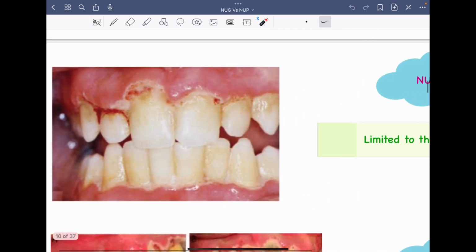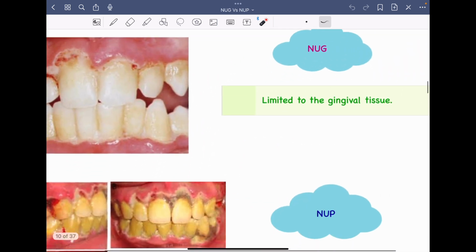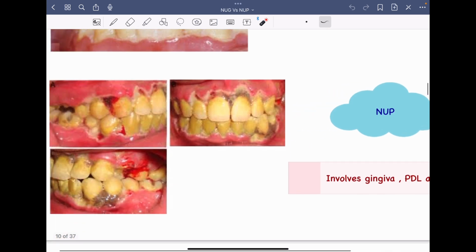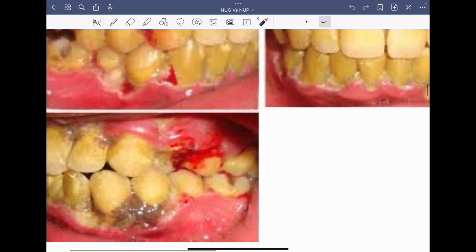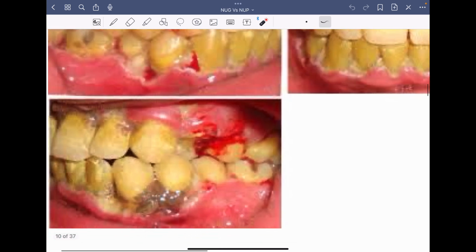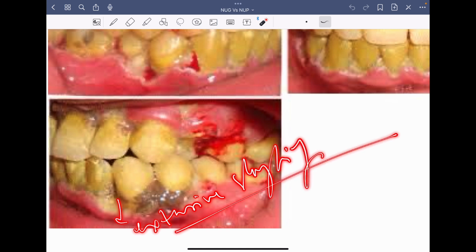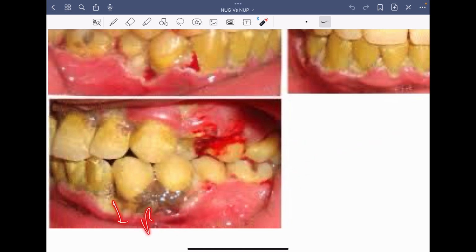So this is NUG, which is limited to gingival tissues, whereas in NUP it will involve, see here, not only the gingiva but also the periodontal structures. Here you can see definitely there is loss of the junctional epithelium, or the epithelial attachment is not here. Here also you can appreciate there is a complete loss of attachment epithelium. It is not present, and there is extensive sloughing.